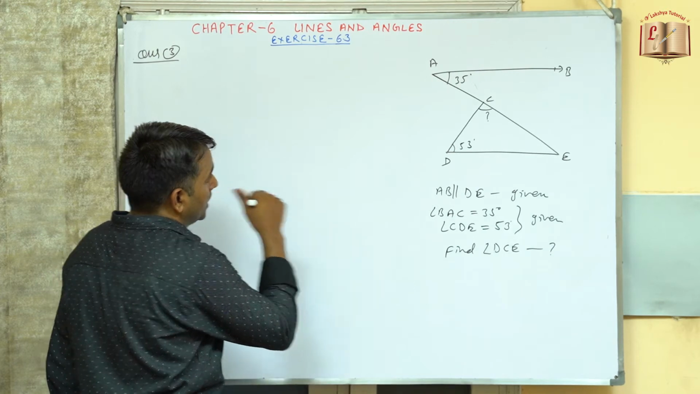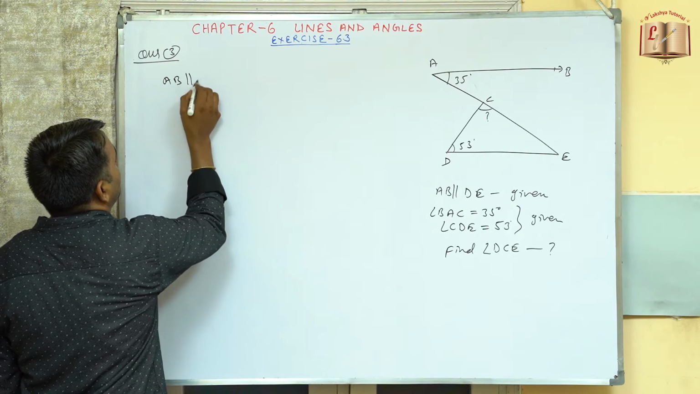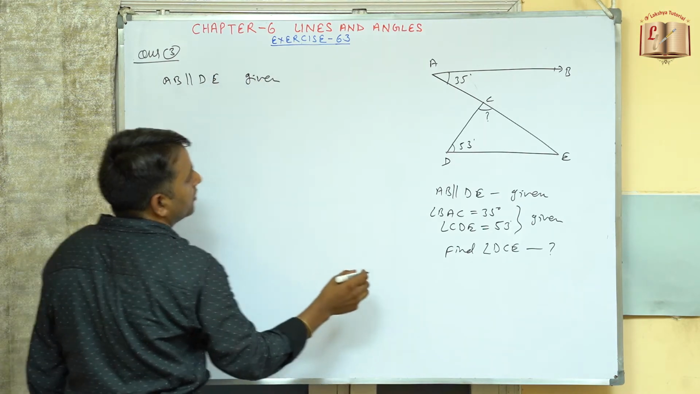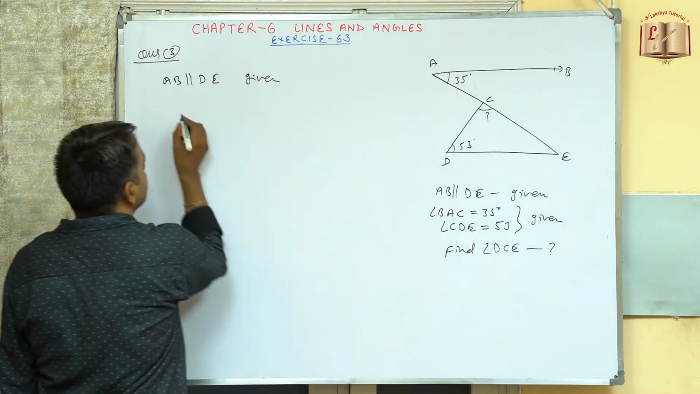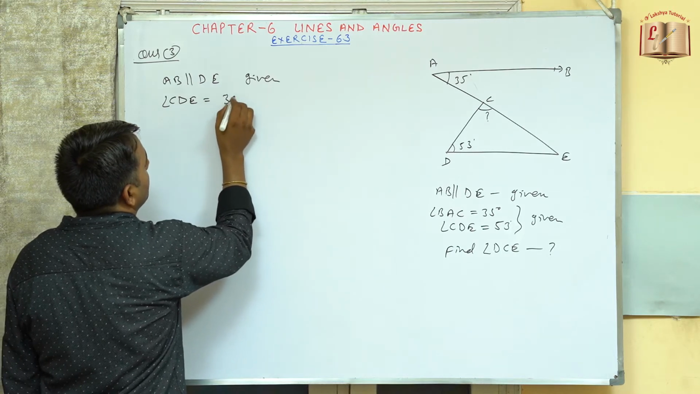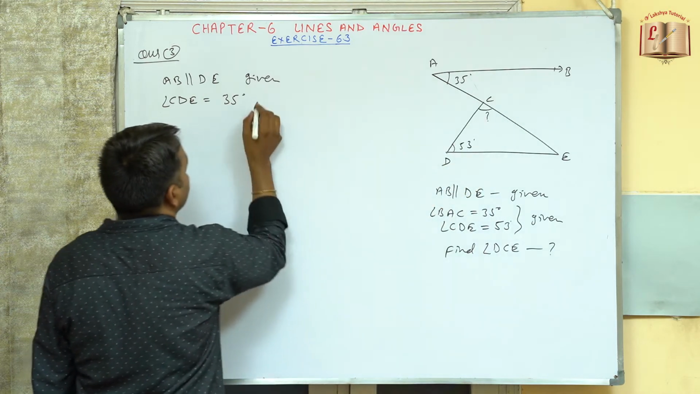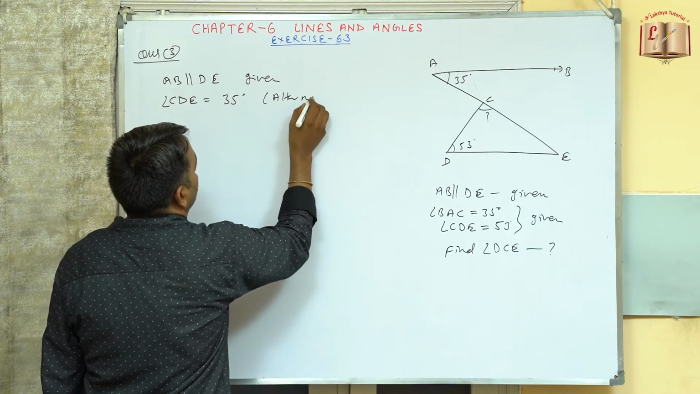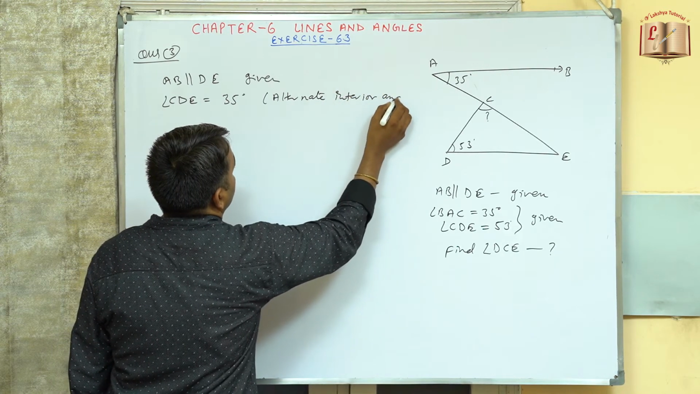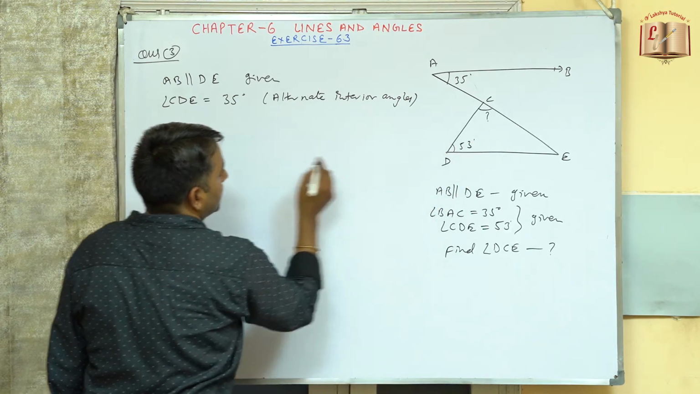Now see that AB is parallel to DE, this is already given. Since AB is parallel to DE, therefore angle CED will be equal to 35 degrees, because this and this both are the alternate interior angles. I can write these are the alternate interior angles.